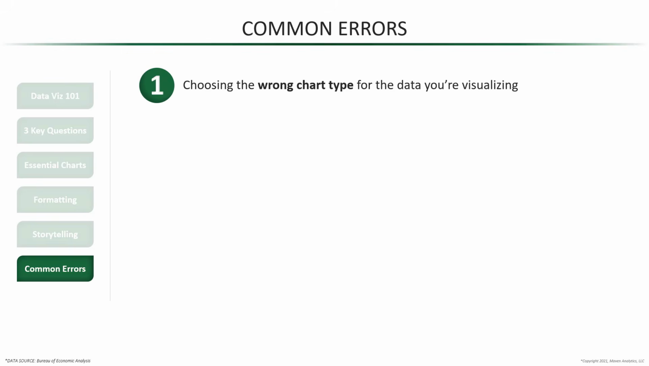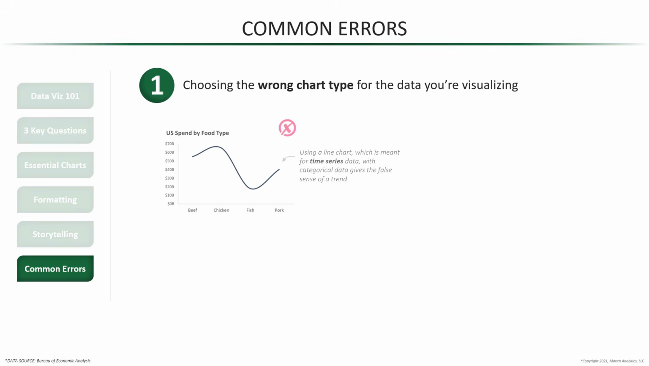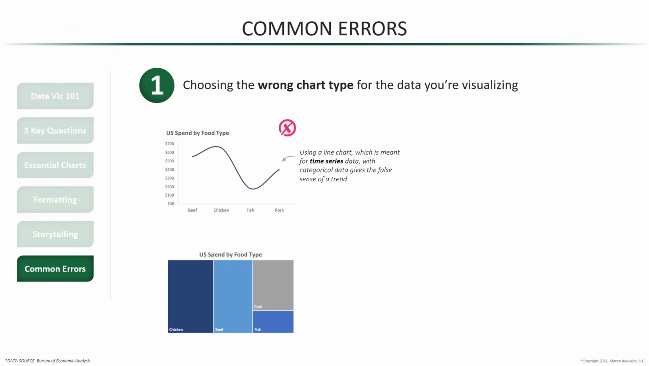So number 1, and perhaps the most common pitfall, choosing the wrong chart type for the data that you're visualizing. Let's say that we want to compare US spend by food type, and we use this line chart right here. While this may seem perfectly fine, it's actually the wrong chart here. Using a line chart, which is meant for time series data, with categorical data is giving us the false sense of a trend. Alright, so what if we use this tree map?